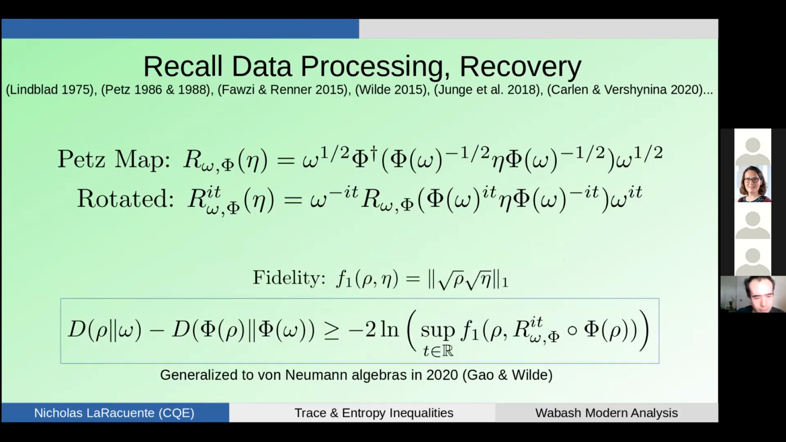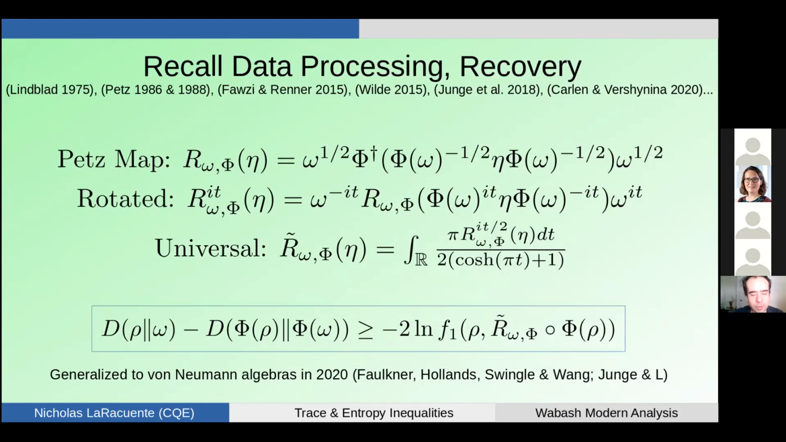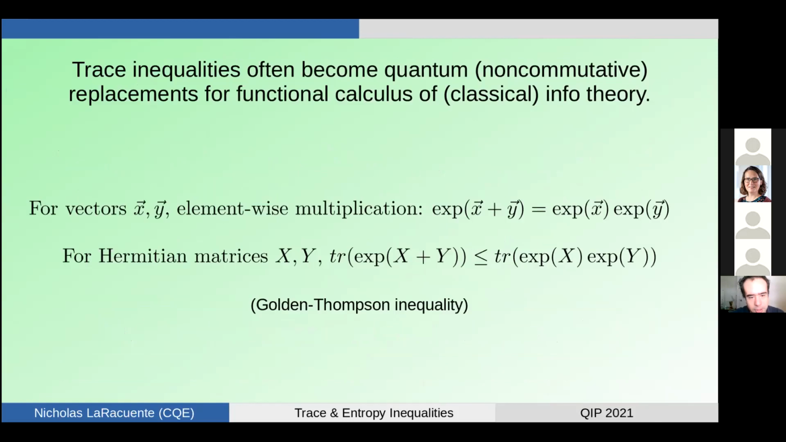the rotated recovery map was actually generalized to von Neumann algebras in 2020 by Gao and Wilde. This one was generalized to von Neumann algebras by Faulkner, Holland, Swingle, and Wang, and also by Junge and I in some of the first content of this talk. So there is another recovery inequality that I would like to recall. But to get there, I'm actually going to take a bit of a detour and bring up why trace inequalities connect to all of this.